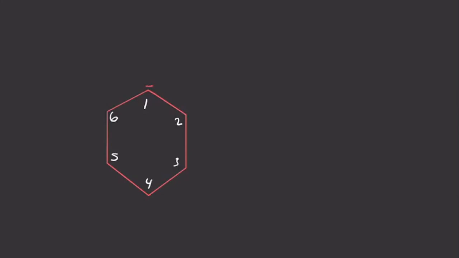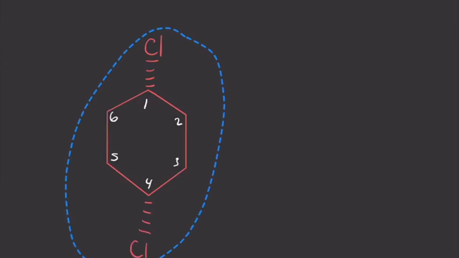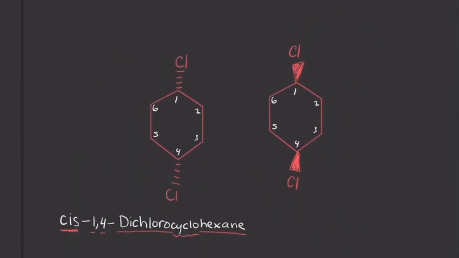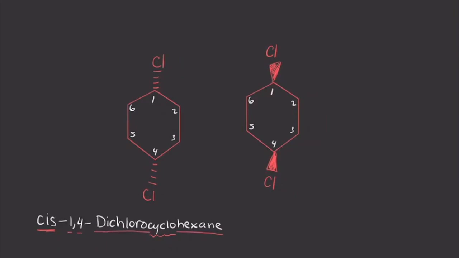That's what this compound would look like. But we could have just as easily drawn it like this. So the chlorines can either come at us or go away from us. This is how you would draw cis-1,4-dichlorocyclohexane.